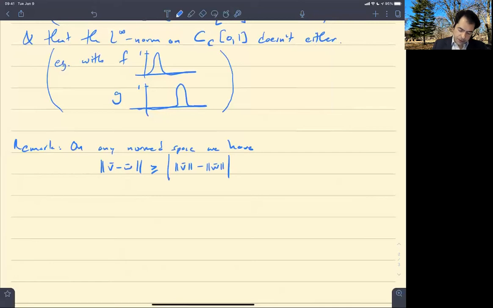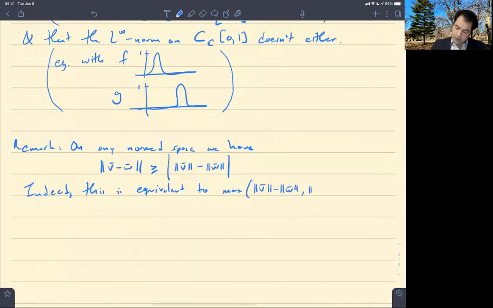Okay, so why is this true? Well, indeed, this is equivalent to saying that the maximum of norm of V minus norm of W and norm of W minus norm of V is bounded above by the norm of V minus W. So we'll just show that both of these are bounded above by this, and then we're done.